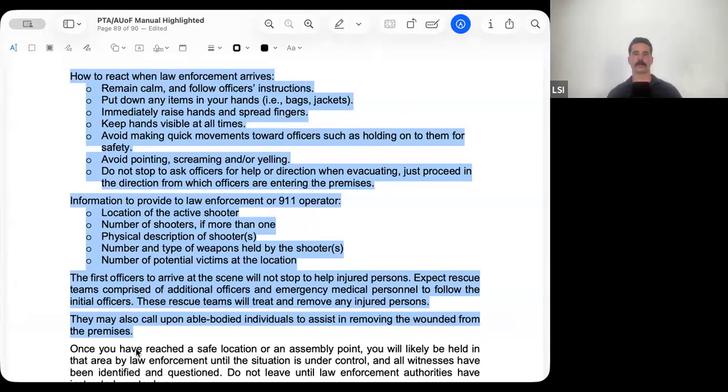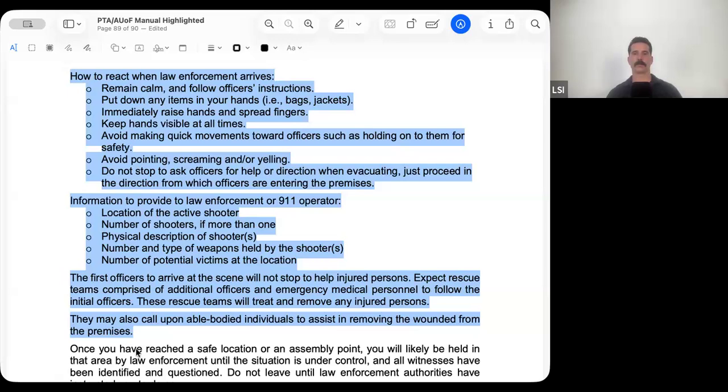Information to provide to law enforcement or 911 operator: location of the active shooter, number of shooters if more than one, a physical description of shooters, a number and type of weapons held by the shooters, a number of potential victims at the location.